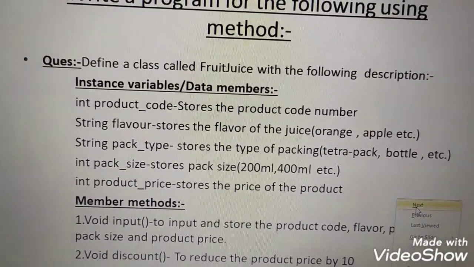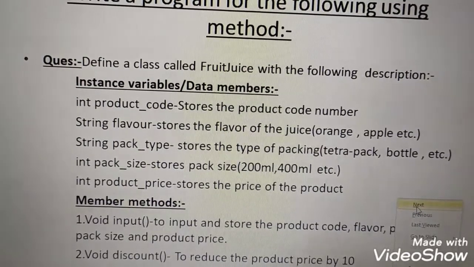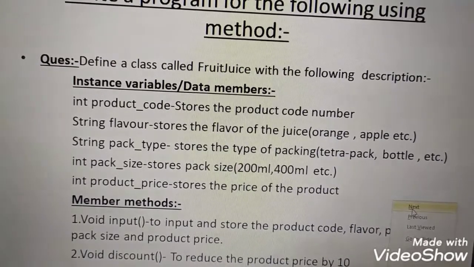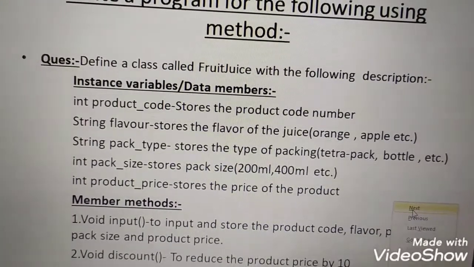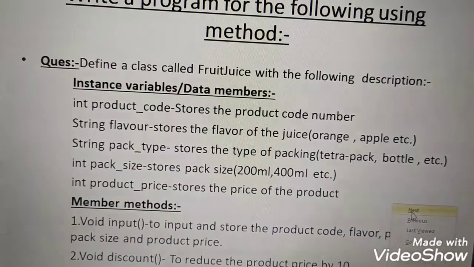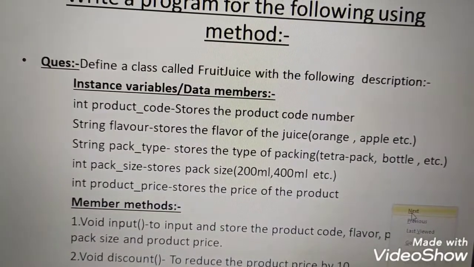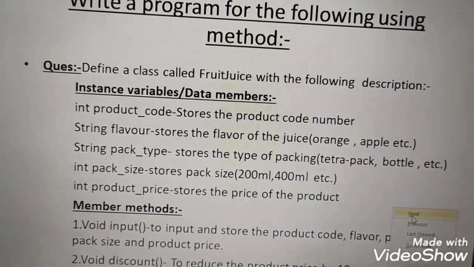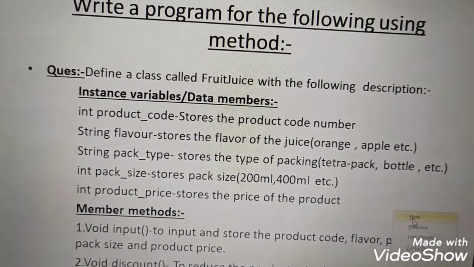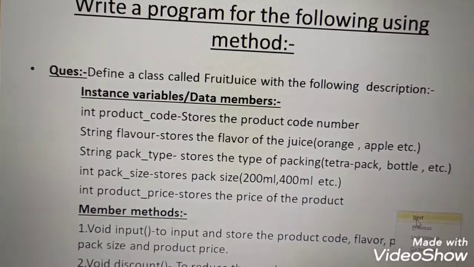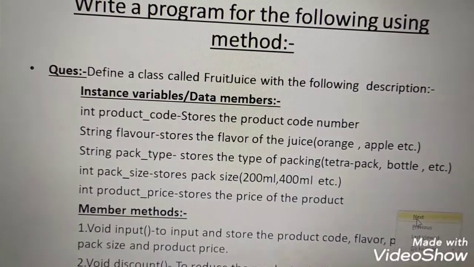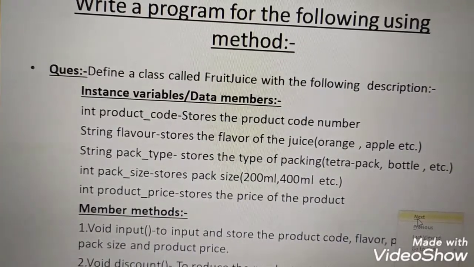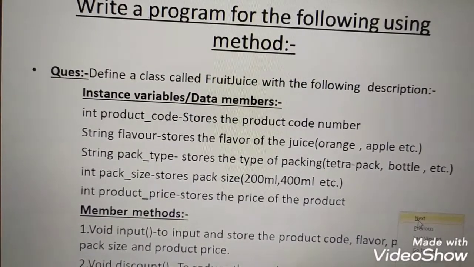The product code stores the product code number. Flavor stores the flavor of the juice, like orange or apple. Pack type stores the type of packing, tetra pack or bottle, and pack size stores 200 ml or 400 ml. Product price is the price of the fruit juice. Again it is written what type of data or variable they are. Product code is integer, flavor is string, pack type is string, pack size is integer, and product price is integer.